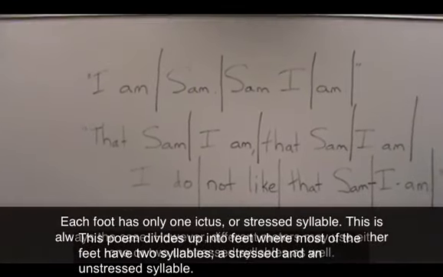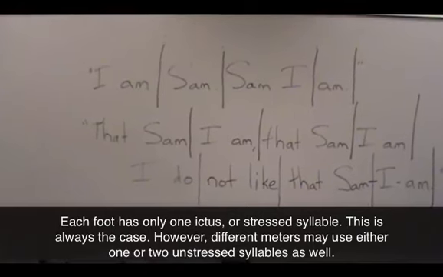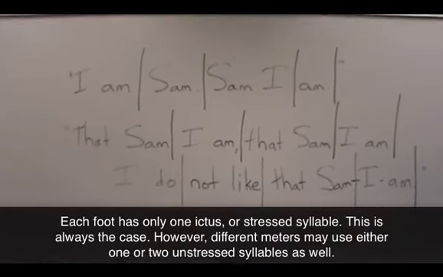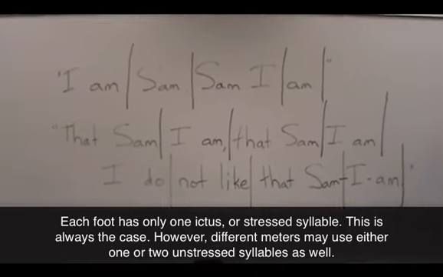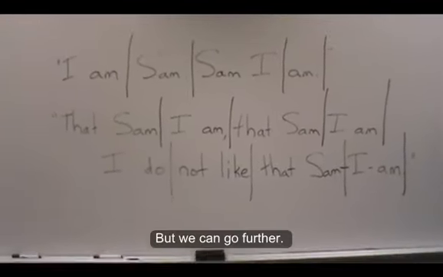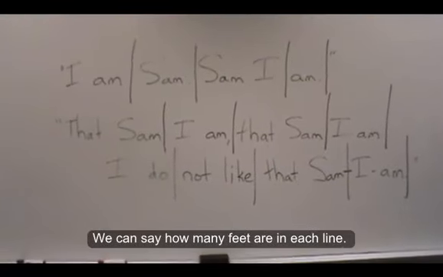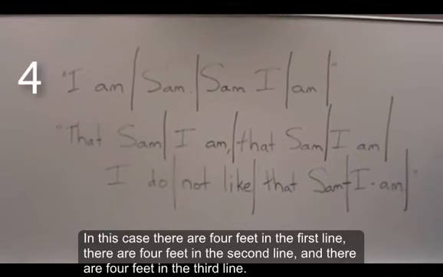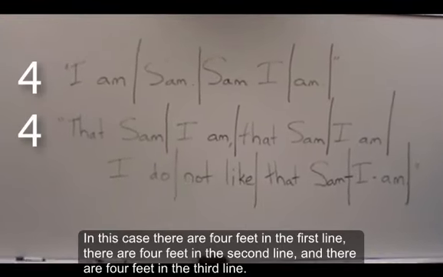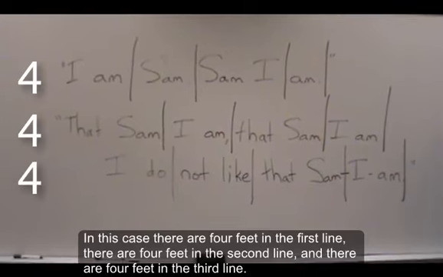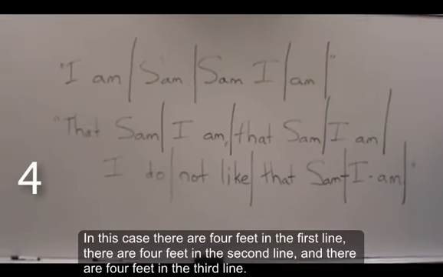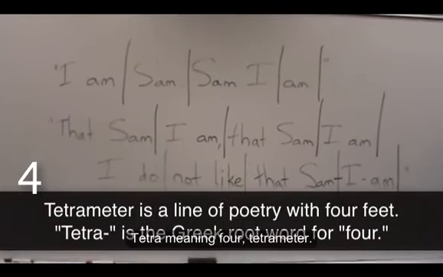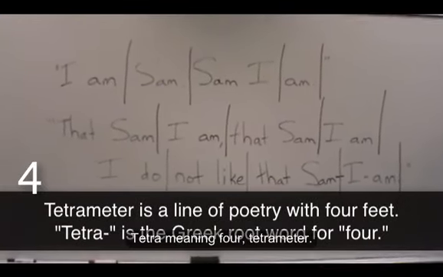This poem divides up into feet where most of the feet have two syllables, a stressed and an unstressed syllable. But we can go further. We can say how many feet are in each line. Well, in this case, there are 4 feet in the first line. There are 4 feet in the second line, and there are 4 feet in the third line. That means that we can call this an example of tetrameter. Tetra meaning 4. Tetrameter.